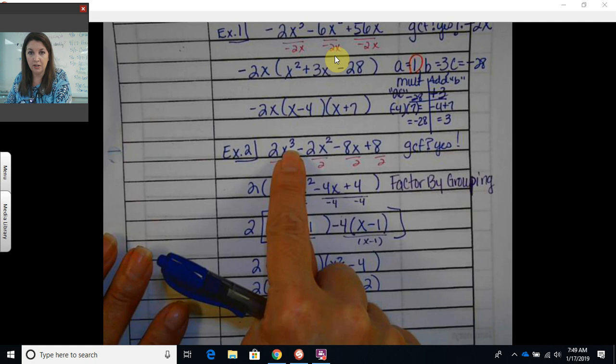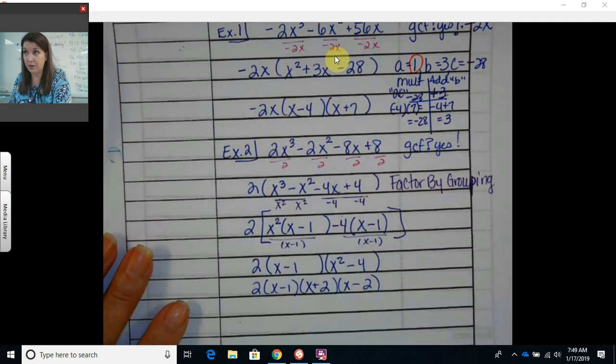So I'm supposed to have 3 solutions altogether. How many do I have? 3. 2 is a factor. It won't give me a solution. 2 equal to 0, not true statement. But I'll get solutions from all 3 of these, right?